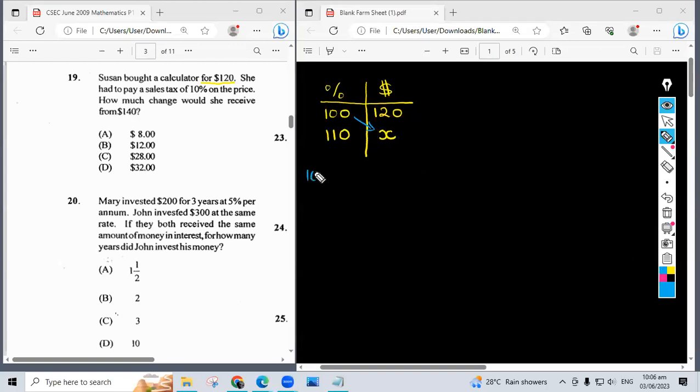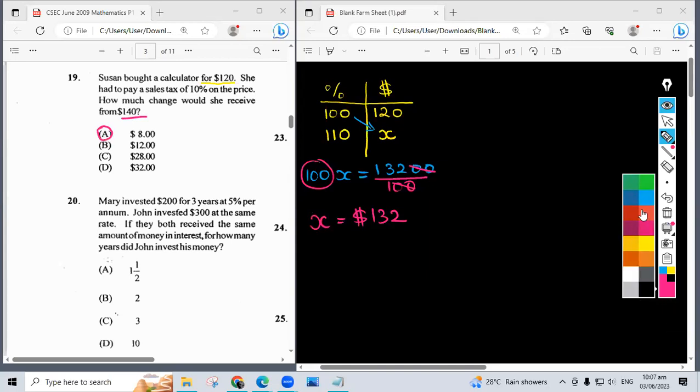Cross multiply: the 100x. Need my calculator for those big values. 13200. Solve for x: draw a cross and multiply, you get a divide, right? Cancel. So it's $132. So she now has to pay $132. She pays with $140. So obviously, how much change is she going to get? $8, right? 132, and you subtract it from the 140. A lot of people got this one wrong. I hope you understand that one.